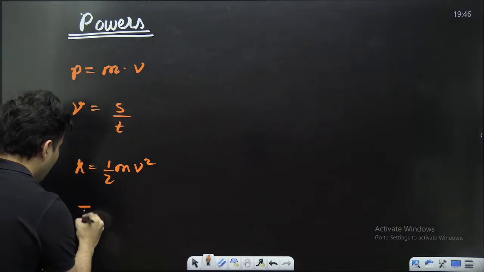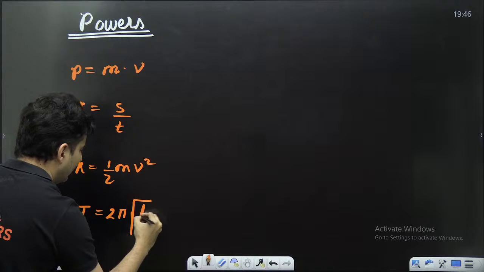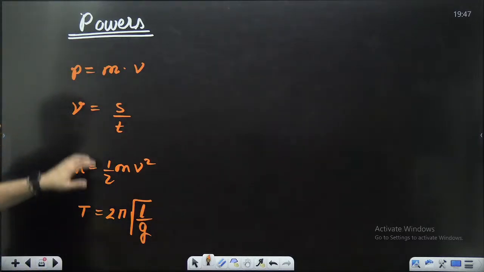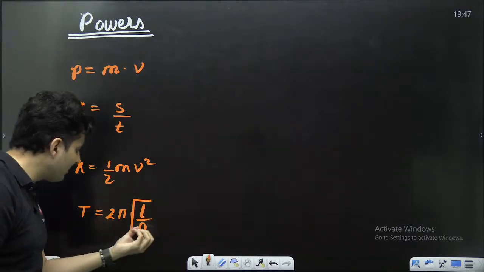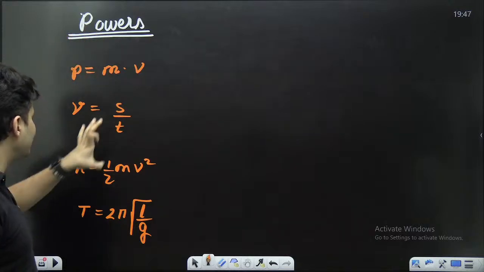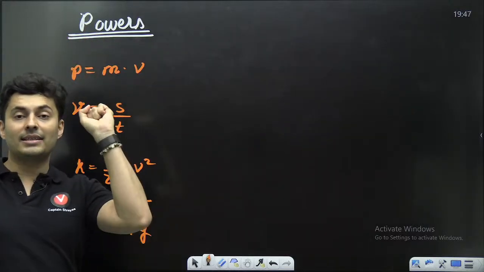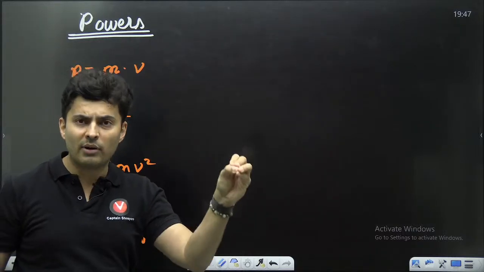The time period of a pendulum is given by 2 pi root length by g. Here there is multiplication, here there is division, here there is multiplication, here there is division with root. Something weird is happening. All these kinds of expressions can be written in a power form.